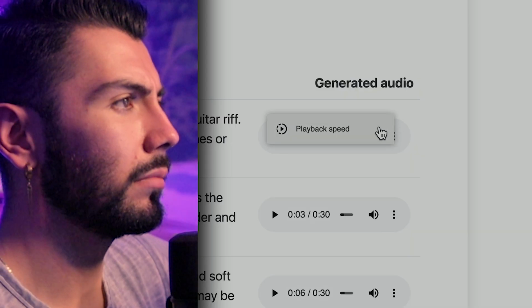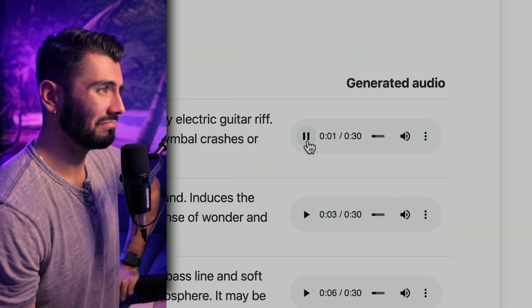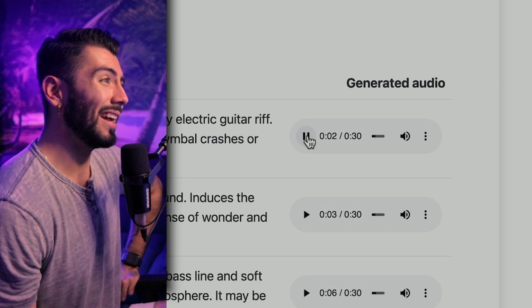And that sounds like a classic, like 80s arcade game already. What does this do over here? Playback speed? That's kind of dope.